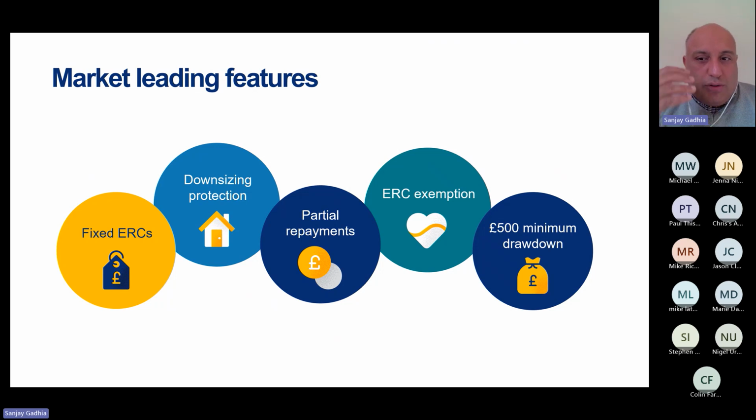And lastly, drawdown. So we offer your customers both lump sum and drawdown options. And for ourselves, when it comes to drawdown, the minimum your customer can take out of their reserve facility is just £500. So a great vehicle for customers that may be looking for income when you're discussing later life options with them.